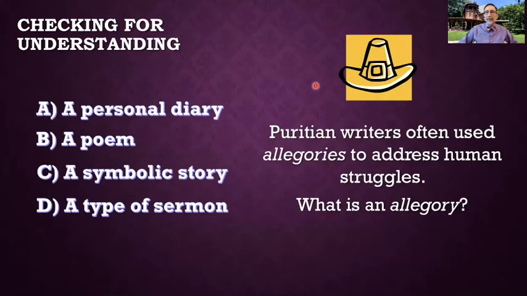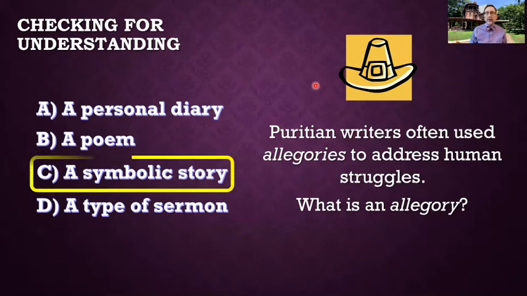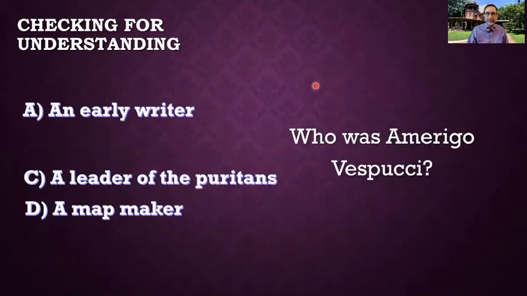What about this? Puritan writers often used allegories to address human struggles. What is an allegory? We are going to read an allegory in this unit, but you've read allegories before. Allegories are any fable. If you've ever read a fable where animals do something and there are symbols and the animals learn a lesson and you're supposed to understand the symbols and figure out what the lesson is, that's an allegory. And so they are symbolic stories. And part of the belief sometimes with allegories is if you don't get it, you're not meant to understand it.